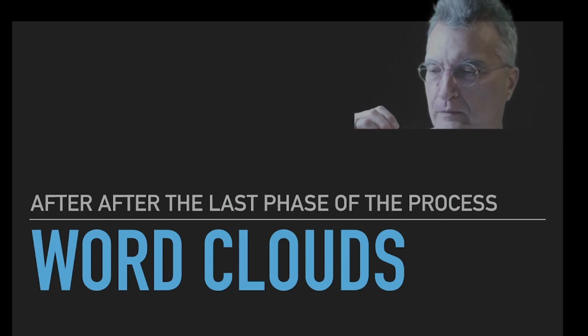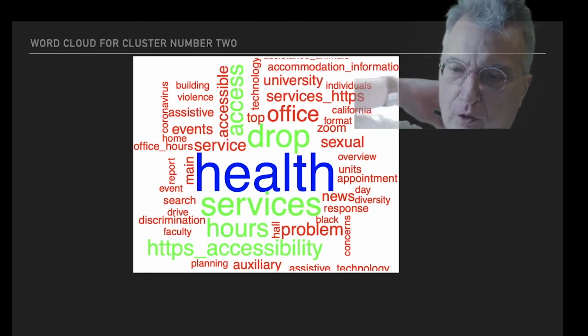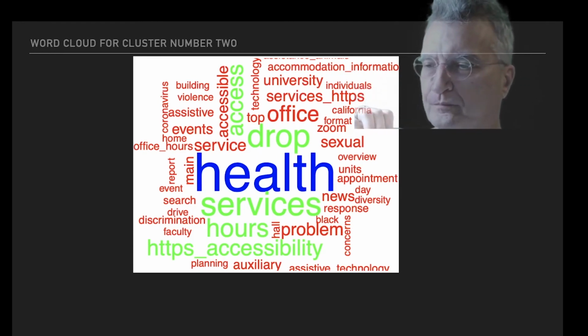So here's an example, if it'll ever show up, there it is, of cluster number 2. The thing that was most salient in cluster number 2 was the word health. After that, services was second, and drop and hours are third. And you can see that I have that spurious HTTPS accessibility in there. That's one of the things that I should go back and remove from the analysis, and services HTTPS is another thing that I should remove.